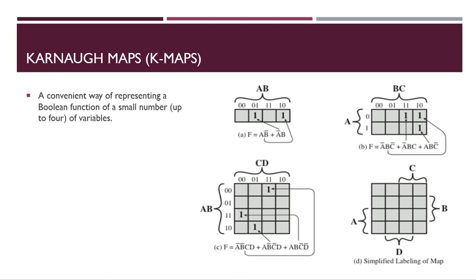So another technique which can be used to simplify the Boolean equation is using Karnaugh maps or K-maps. Basically, the Karnaugh map is a convenient way of representing a Boolean function of a small number of variables. A Boolean function with up to a maximum of 4 variables can use the Karnaugh maps, but for more than 4 variables, they need to consider the Quine-McCluskey tables.